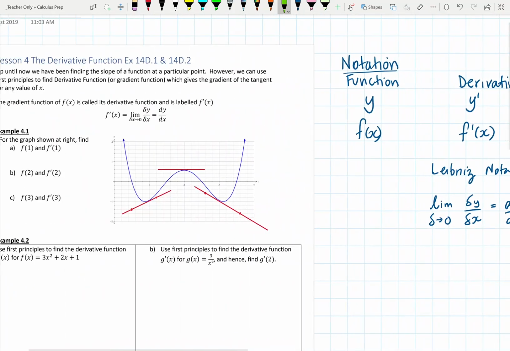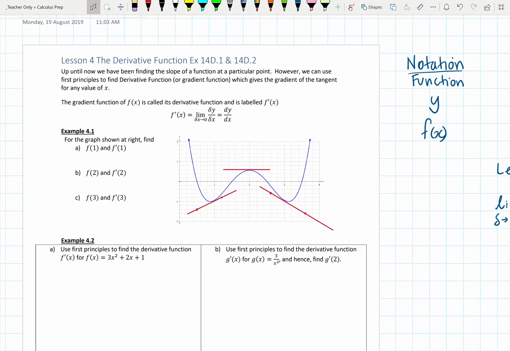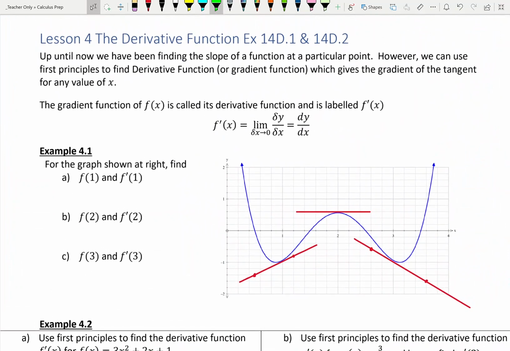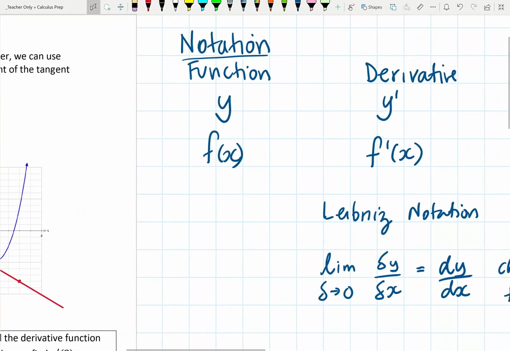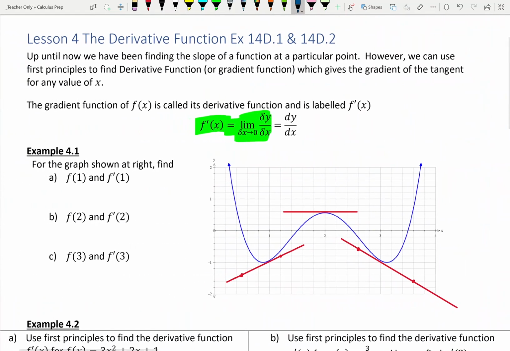So you've got a more formal definition in your booklets there, that the derivative function f dash of x is equal to the limit as delta x approaches 0 of delta y on delta x, or dy dx. Now, I forgot to put the x in there, didn't I? Delta x, the change in x approaching 0. Okay, so having a look at example 1.